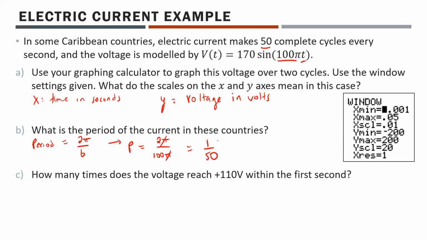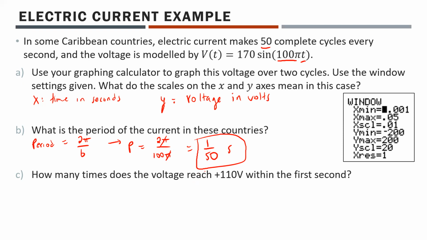And sometimes it's nice to have the period with a unit on it, so I'd say that's 1/50 of a second. That's how long it takes for one complete cycle to happen. So for the electricity to bounce all the way up to positive, then all the way to negative, and get back to its starting point, it takes 1/50th of a second in those countries.